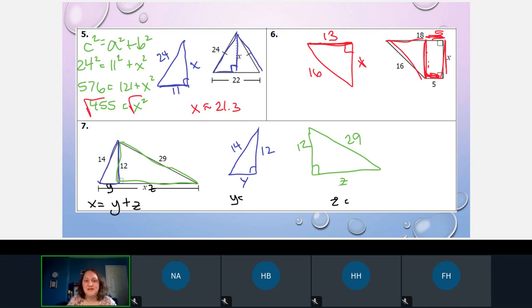If you are just joining us, we are working on number 7. If you need to move the poll out of the way, you're welcome to do that. We are finding the length of y and z using the Pythagorean theorem.